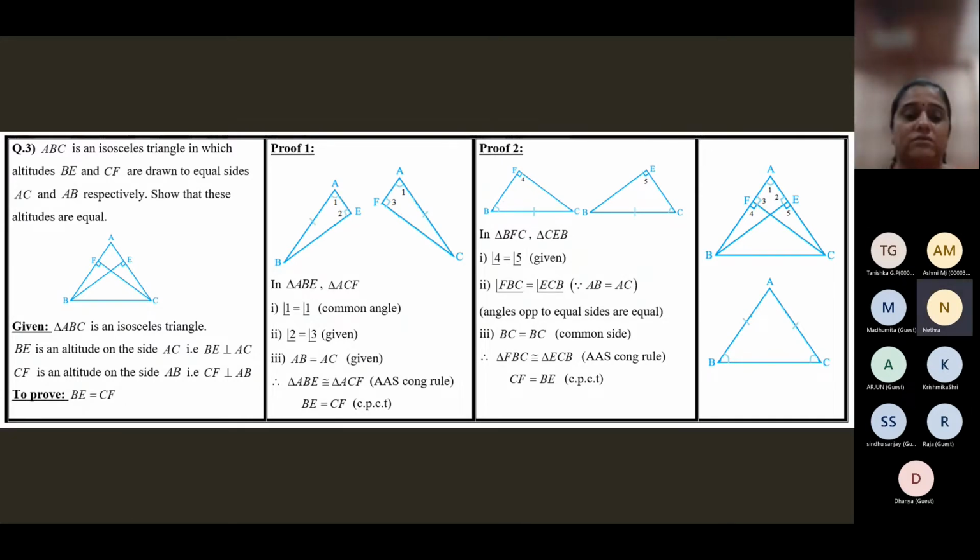We need to prove BE is equal to CF by CPCT. Okay. Then, do you know how to write this order? Yes, ma'am. Okay, if I say triangle BEA is congruent to, BEA, CFA. Very good. All right, Netra. Fine. So these two triangles are congruent, and by CPCT we have BE is equal to CF.